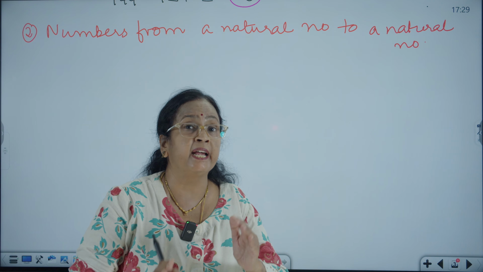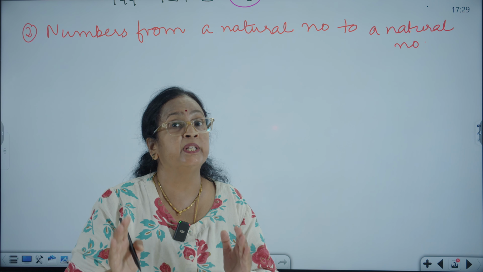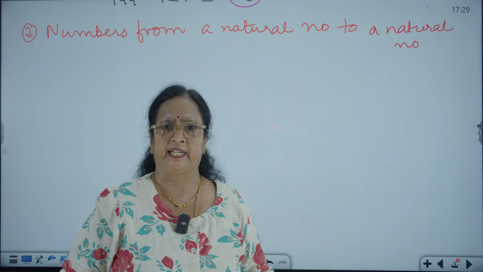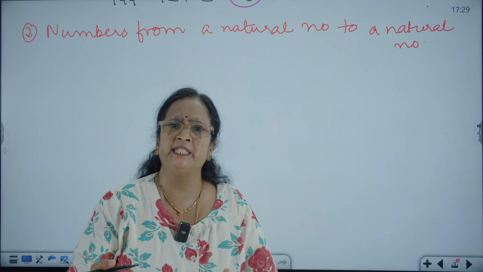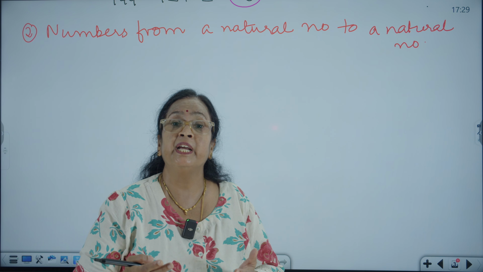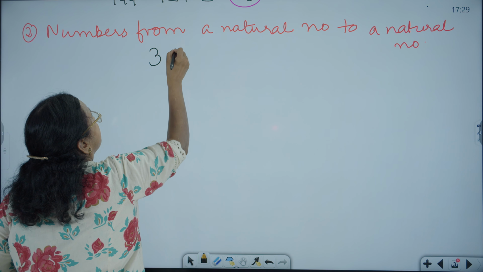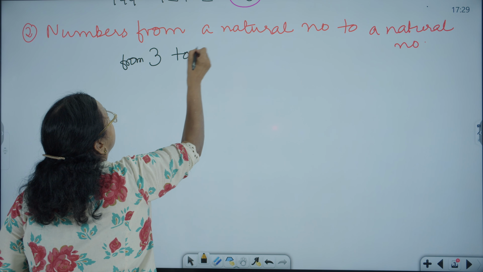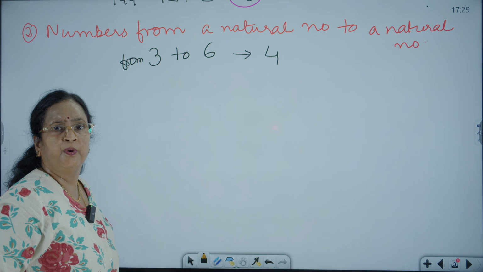How many numbers are there from 3 to 6? From here you have to include 3 and 6. So, there are 4 numbers: 3, 4, 5, 6. You could do it easily because they were small numbers, isn't it? What if they are large numbers? From 3 to 6, it is 4.